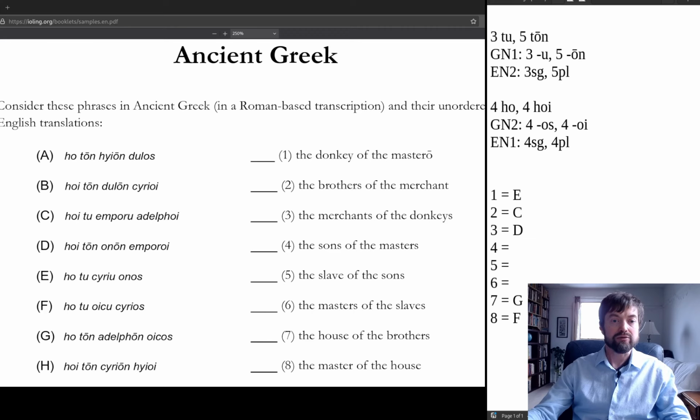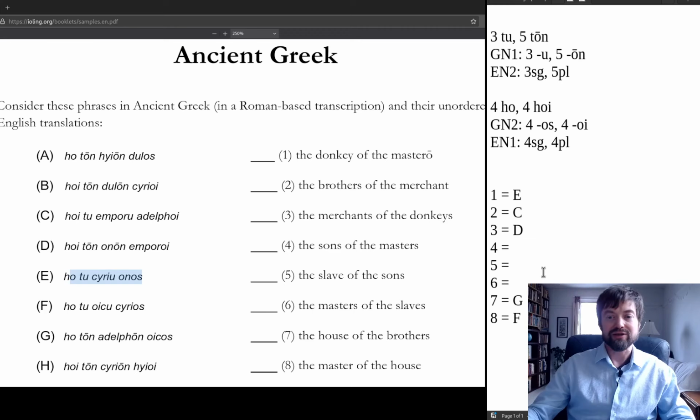So how about we take the kurion onos? Did we do this one yet? Kurion onos. The second word is master. That's the donkey of the master. We did that one already. I've come around in a circle. Then we've got to get to these.